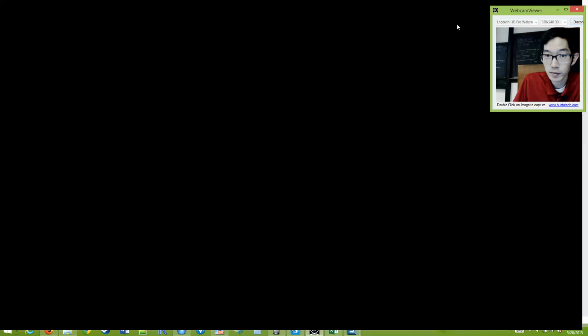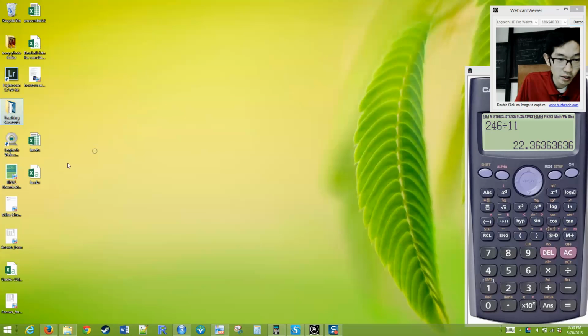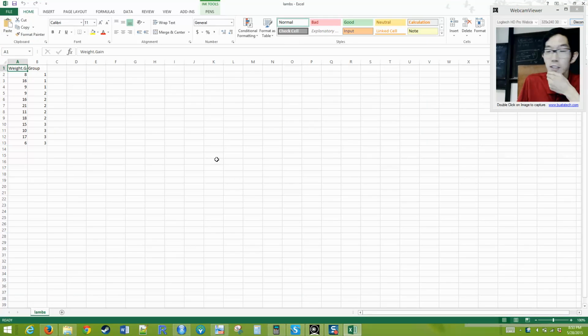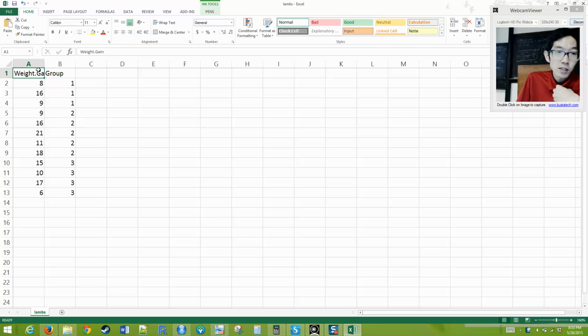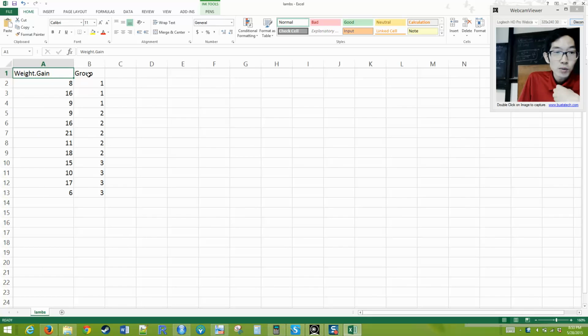I saved the lamb data into an Excel file. This Excel file is not very interesting, but you can see how I've stored the data. I've got two columns: one says weight gain and one says group. Each row is a lamb, so this one is the first lamb. It gained 8 pounds or 8 whatever, and it was in group 1. 16 in group 1, 9 in group 1, 9 in group 2, and so on and so forth.